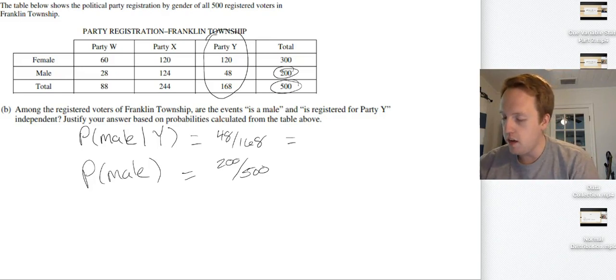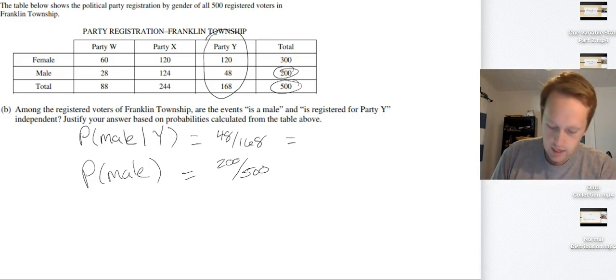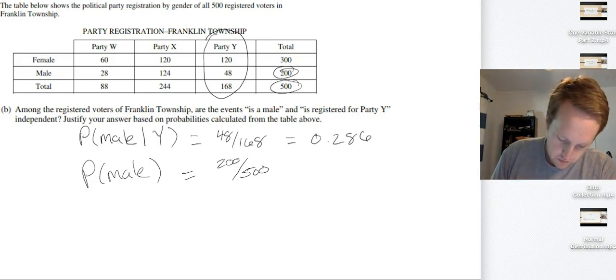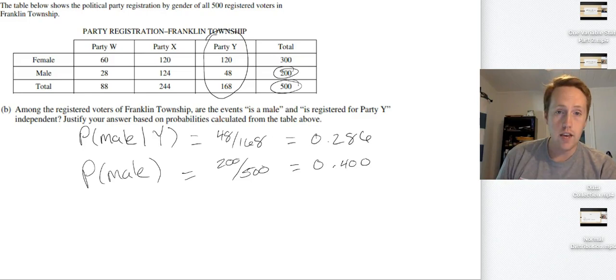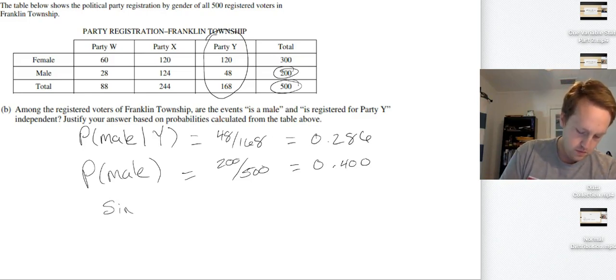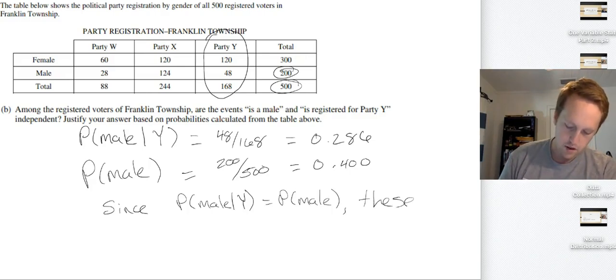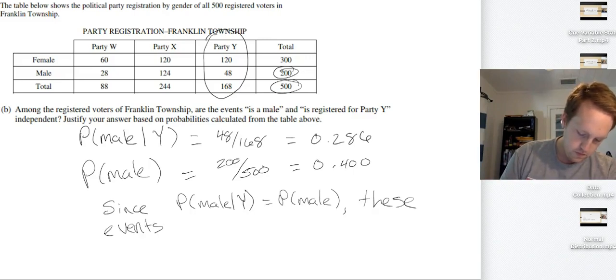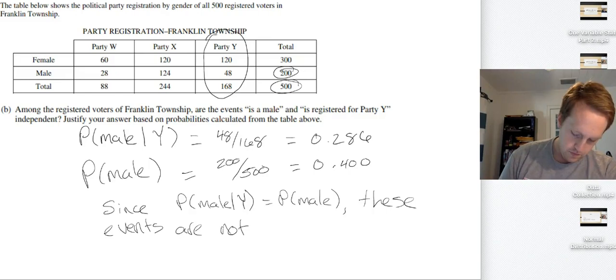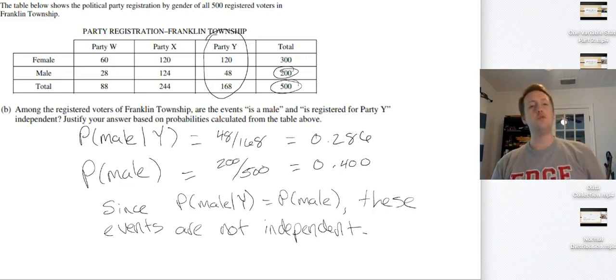As a decimal, 48 out of 168 is approximately 0.286. And this is 0.40. Are those numbers the same? No, they are not. That means these events are not independent. Boom, FRQ'd.